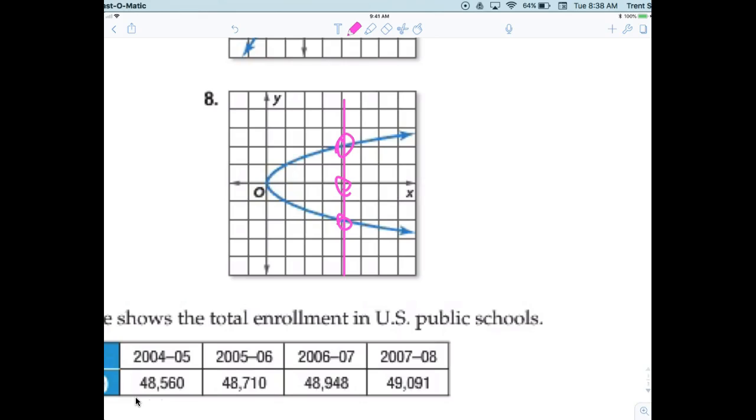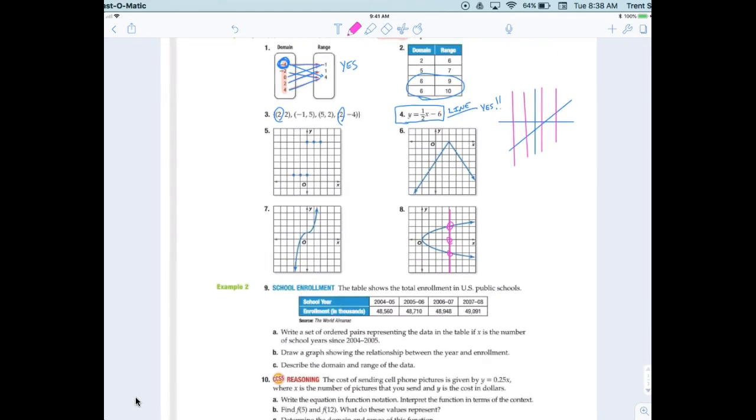So it's called the vertical line test. If you draw vertical lines on a graph and it only passes through it once, then it's a function. All right, so let's go back now.